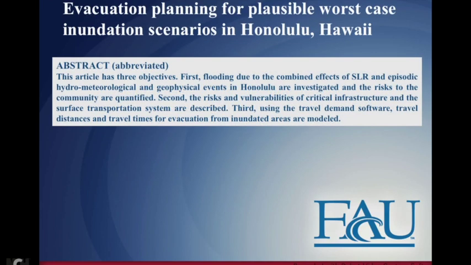The next paper looked at plausible worst-case inundation scenarios for Honolulu, Hawaii. What they did was they first looked at the combined effects of sea level rise and episodic hydrometeorological and geophysical events in Honolulu, particularly tsunamis and hurricane storm surge. And they investigated the risks of the community and quantified it.